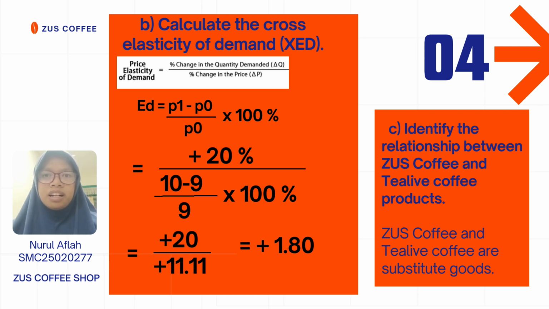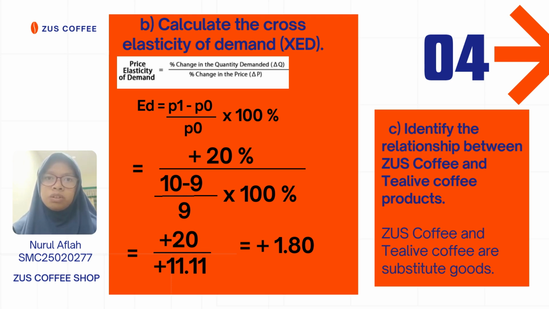Now the question B. Calculate the cross elasticity of demand. How to find XED? We use the formula: percentage change in quantity demanded divided by percentage change in price. In our scenario, the Tea Life quantity demanded increased by 20%, while the price of Zeus Coffee moved from 9 ringgit to 10 ringgit, representing an 11.11% increase. When we divide 20% by 11.11%, we get a result of positive 1.80.